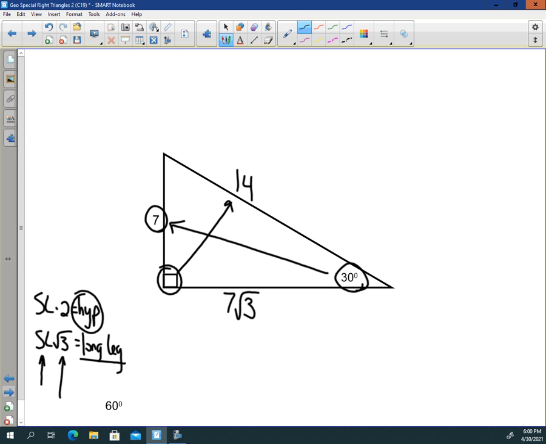30-60-90 triangles have a slightly more complicated shortcut than isosceles right triangles, but it's still a pretty nice shortcut, and it will work this way every single time.